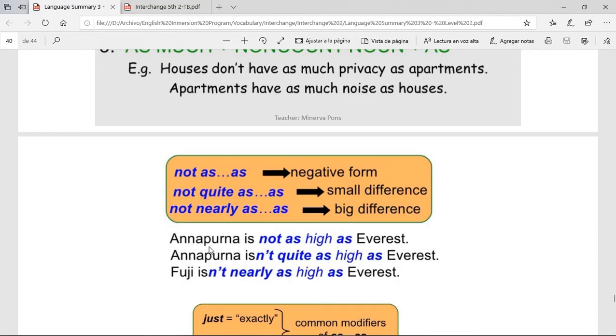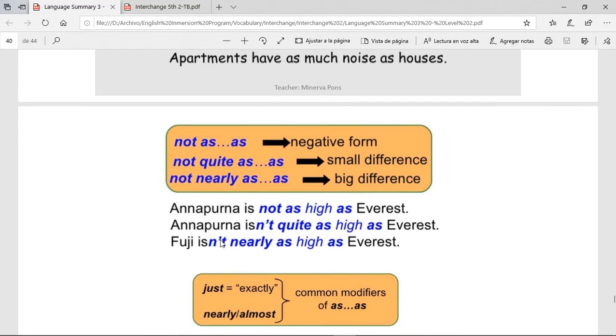Let's see some examples. These are mountains. Annapurna is not as high as Everest. In this case, we can say that Everest is higher than Annapurna. This is the comparison. Let's see a small difference. Annapurna isn't quite as high as Everest. In this case, we're saying that there is just a small difference in height. Fuji isn't nearly as high as Everest. We say that Mount Fuji has a really big difference in height.